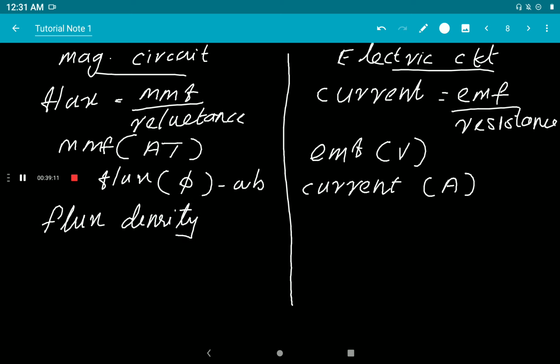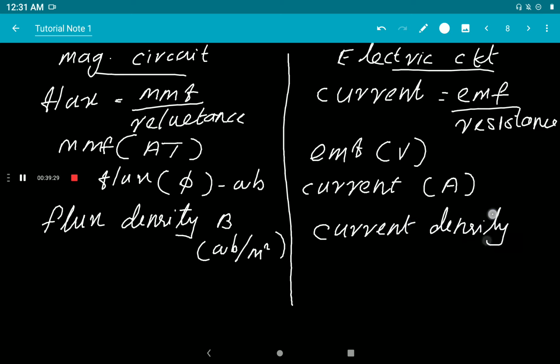Flux density, which is denoted by B, and the unit is Weber per meter square. And the similar property in electrical circuit is current density, which is denoted by ampere per meter square. And another term we studied is reluctance.